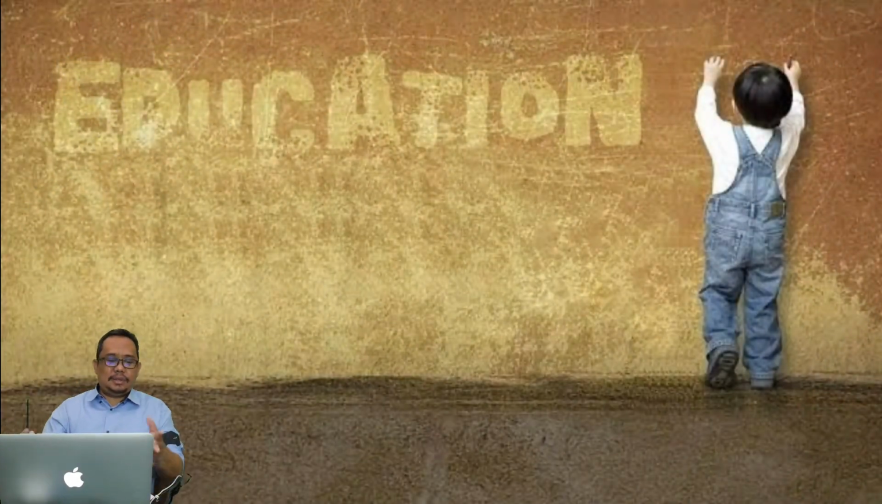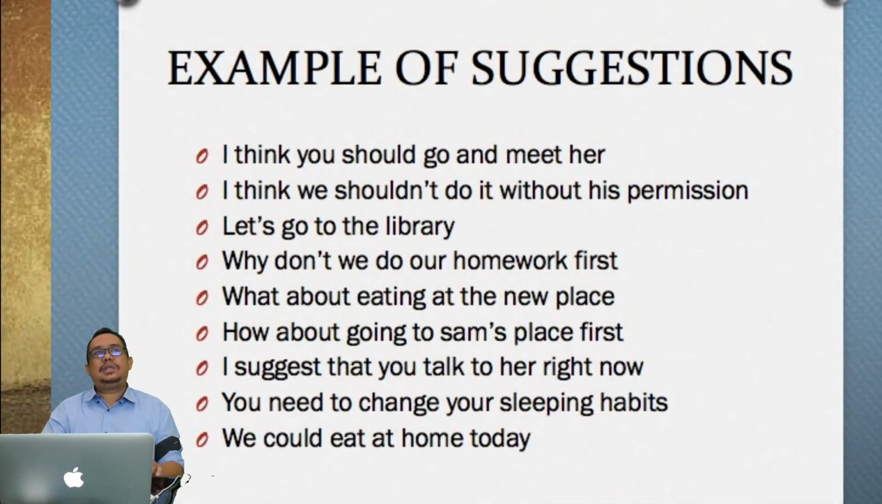Now let's take a look at other examples of suggestions. I think you should go and meet her. The word should again is the base structure that we may use if we want to give a suggestion to someone. I think we shouldn't do it without his permission. The modal should can be added with the negative, shouldn't, to forbid someone to do something.